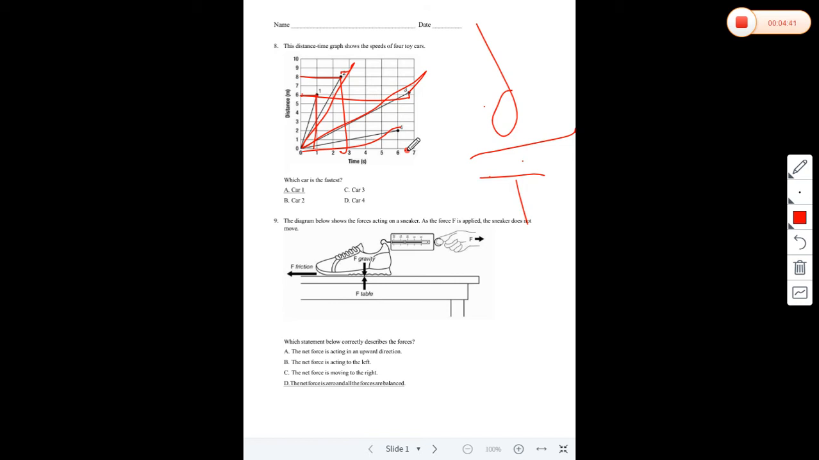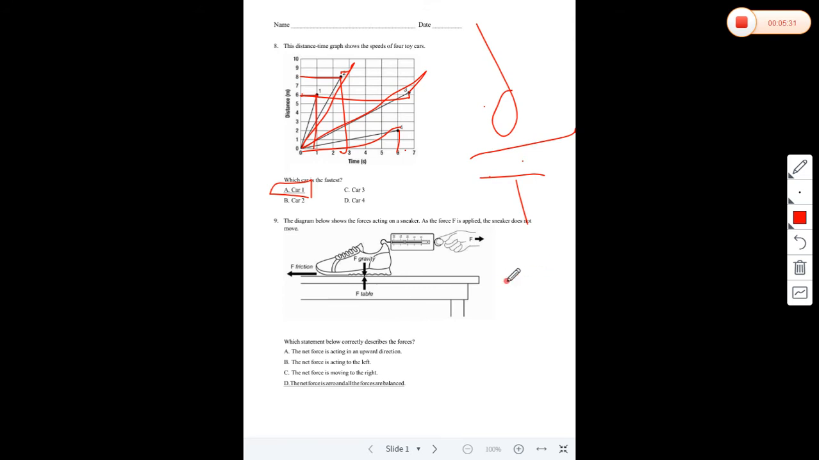So the first car 6, the second one 3.2, the third one 0.88. The last one is 4 over 6. The result is 0.66. Let's remember the speed of each one: the first one 6, second one 3.2, third one 0.88, the last one 0.66. So the first car is the fastest one, so we will choose choice A.